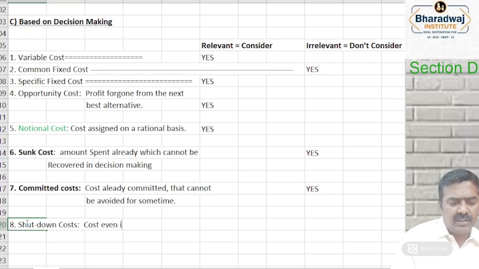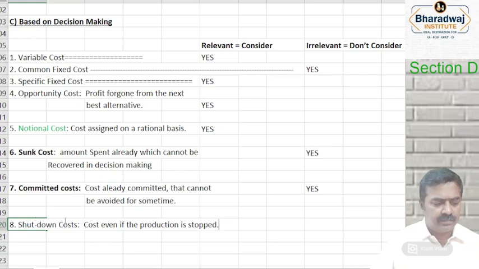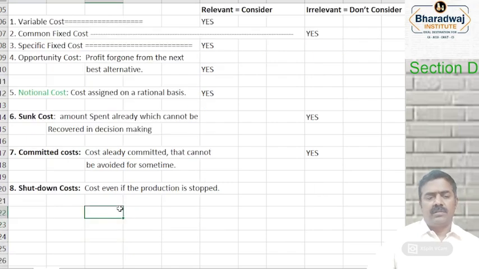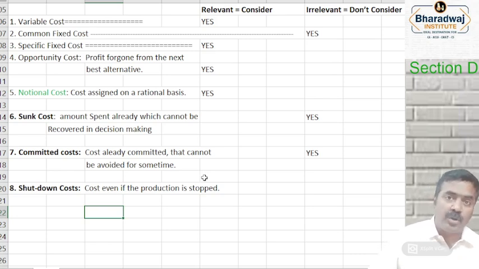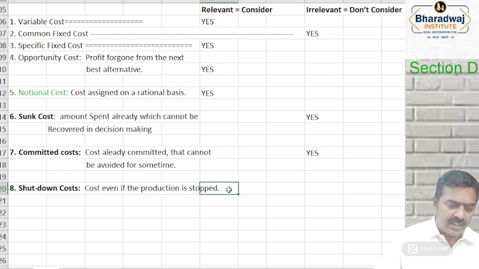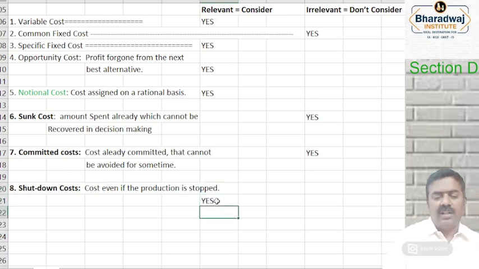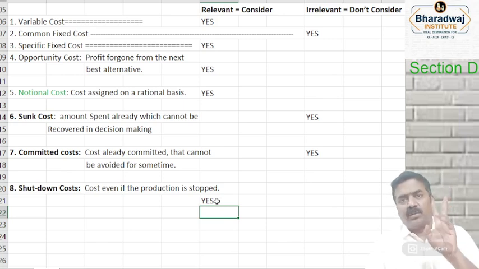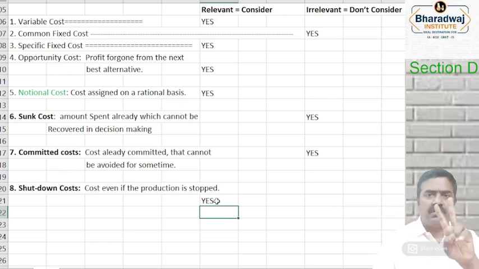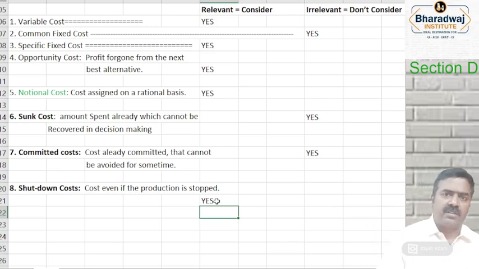Shutdown cost: even if the production is stopped, you have to keep spending the money. You have to spend a certain minimum amount. Yes, it is relevant. Why? Because if you run the production, the loss will be 2 lakhs, selling price minus cost. If you stop the production, you have to clean and maintain the asset. You require a security. You have to pay rent till that factory is disposed.